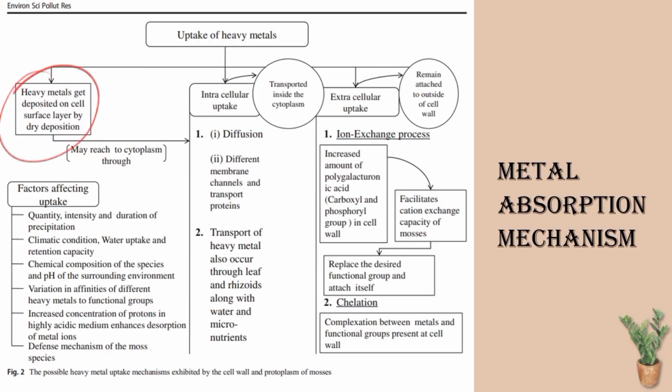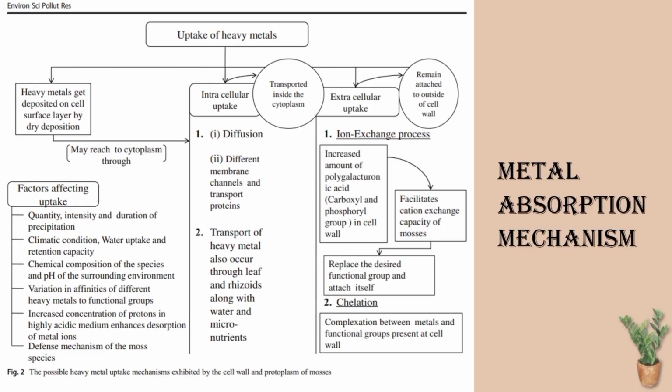Heavy metals get deposited on the cell surface layer by dry deposition, and may reach the cytoplasm through intracellular uptake and extracellular uptake. Intracellular uptake includes diffusion, and transport of heavy metal also occurs through leaf and rhizoid, along with water and micronutrients. Then extracellular uptake includes ion exchange processes and chelation.